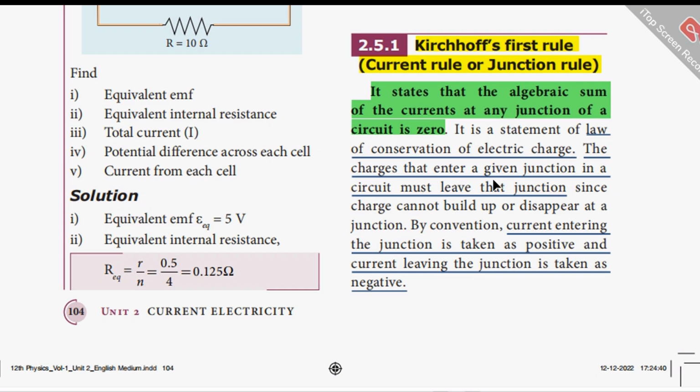The charges that enter a given junction in a circuit must leave that junction, since charge cannot build up or disappear at a junction. By convention, current entering that junction is taken as positive, and the current leaving the junction is taken as negative.